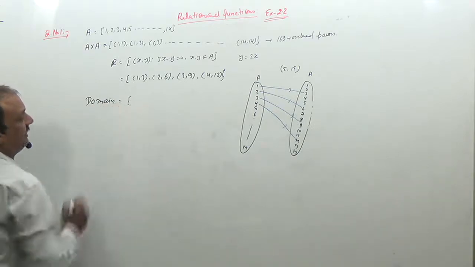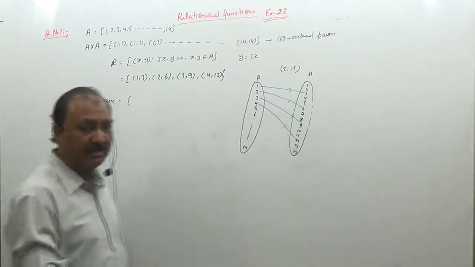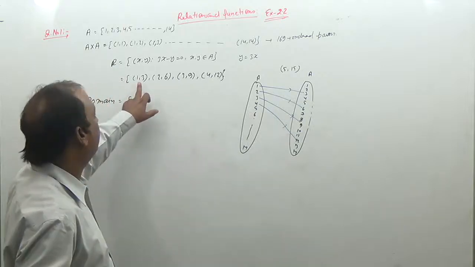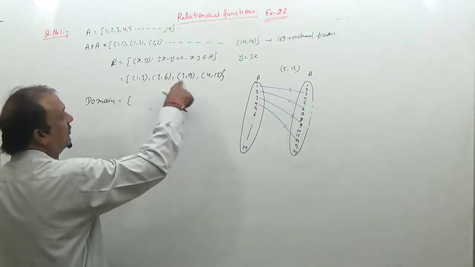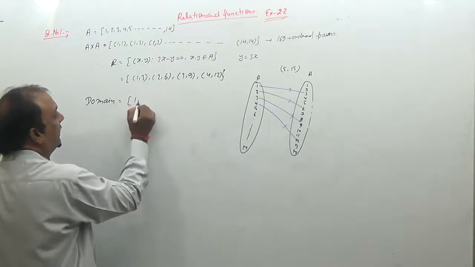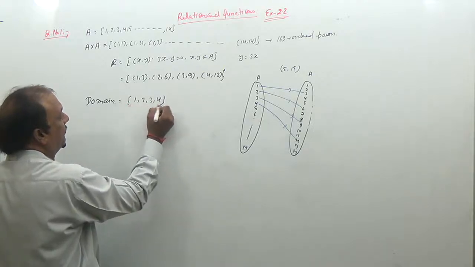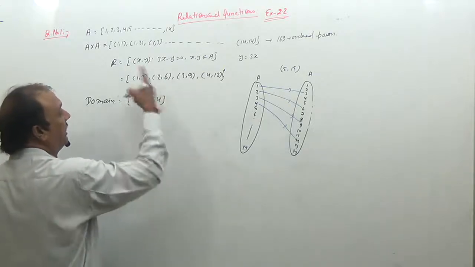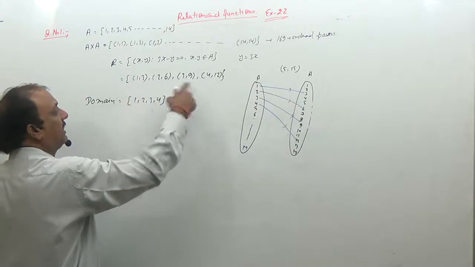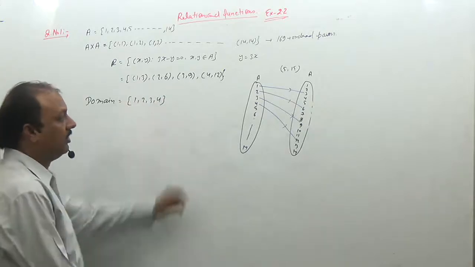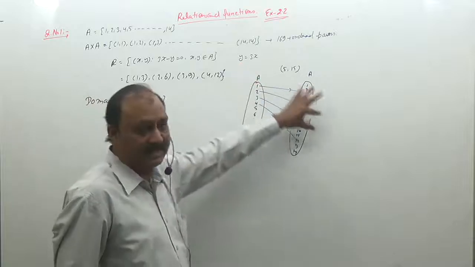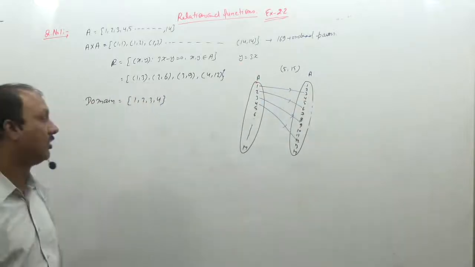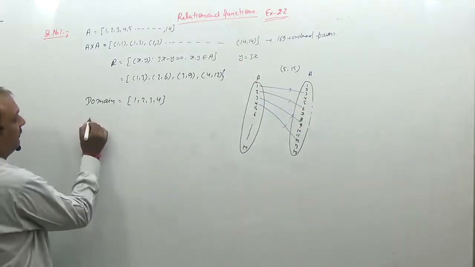Domain of R is a set which contains the elements of the first set, or the first number of each ordered pair, that is 1, 2, 3 and 4. जो पहला रिलेशन के अंदर ऑर्डर्ड पेयर है, जो भी पहला नंबर है वो क्या बनाएगा, डोमेन। और अगर यहां से देखना है, so all elements of the first set which are related to any element of the second set are called domain. So these are the domain.